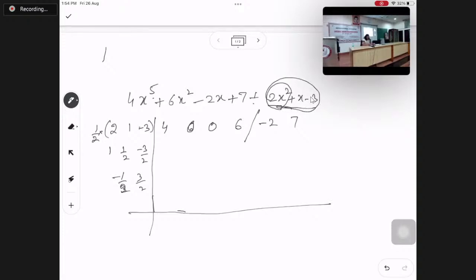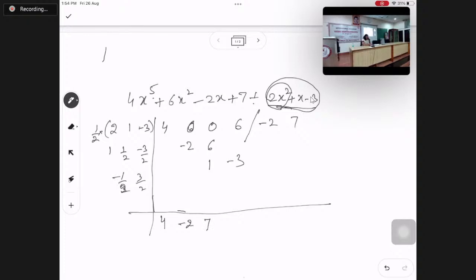We proceed. So first term as it is, 4. 4 into minus half is minus 2. So this is minus 2. 3 by 2 into 4 is 6. 0 minus 2 is minus 2, which is 2 bar in fact, or minus 2, because for a polynomial we can write minus 2. Now you have minus 2. Half into minus 2 is minus 1. 3 by 2 into minus 2 is minus 3. 6 plus 1 is 7.